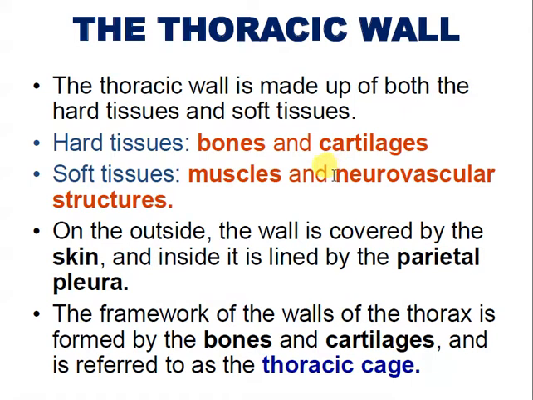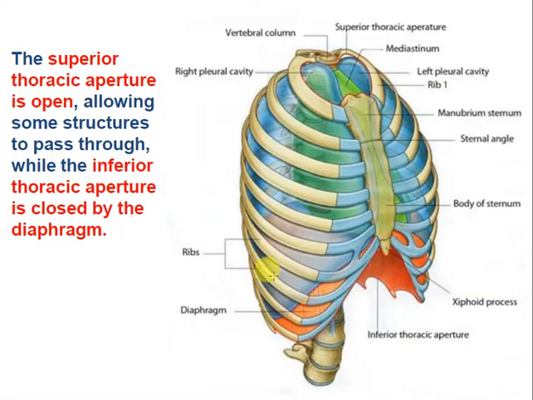Also the muscles, nerves and vascular structures in the thoracic wall. So the thoracic wall tends to enclose the thoracic cavity. On the outside, the wall is covered by the skin, and inside it is lined by the parietal pleura, as I will study later. We have parietal pleura and visceral pleura covering the lungs. The framework of the wall of the thorax is formed by the bones and cartilages and is referred to as the thoracic cage. Thoracic cage. The framework is what makes the thorax appear in its shape. It is what we call the framework. For example, in this diagram, this is what you can call the framework.